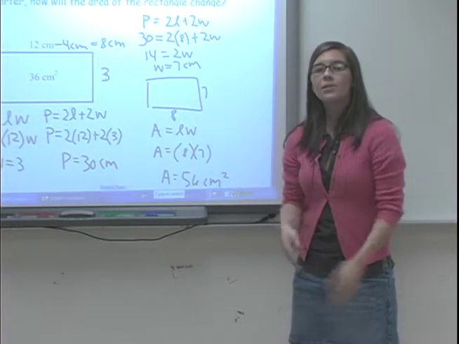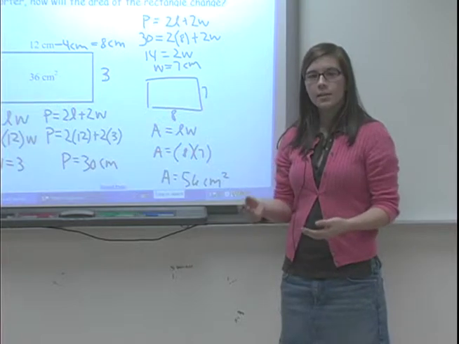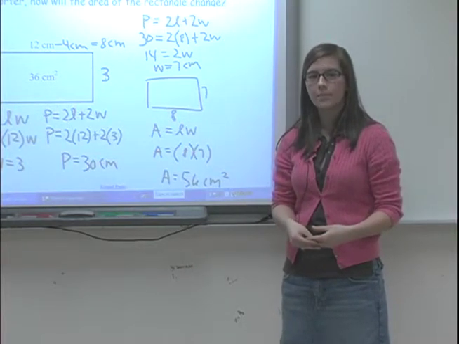Okay. So an overview of today. Remember that your area formula is area is equal to length times width, and your perimeter formula is 2 times the length plus 2 times the width.